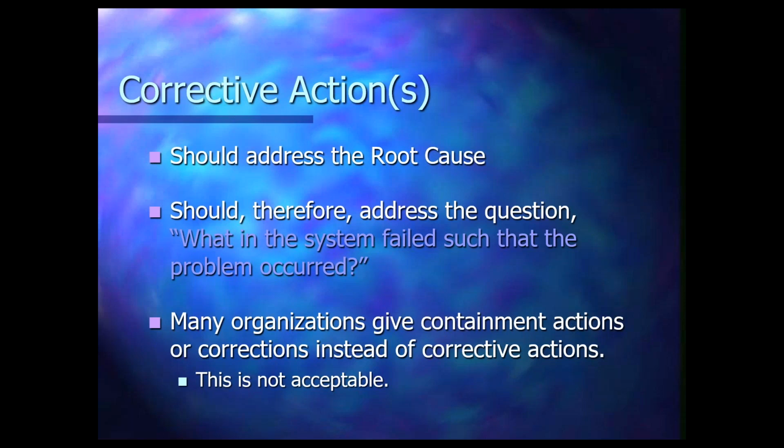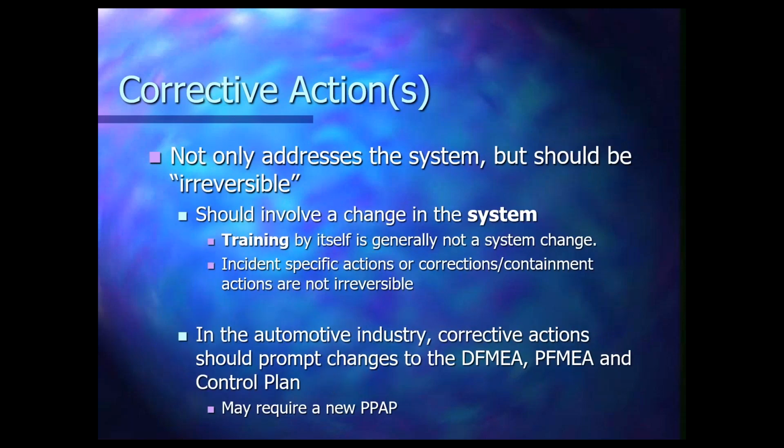Now, one of the common mistakes that we see is an organization giving a containment action as a corrective action. That's not acceptable. So, for example, if you tell us, well, we've controlled that form that you found, that's not a corrective action. That's a correction, and you needed to do it, but that's not going to prevent uncontrolled forms in the future. Correction and corrective action are distinct concepts. The corrective action needs to address the system. It needs to be a change in the system.